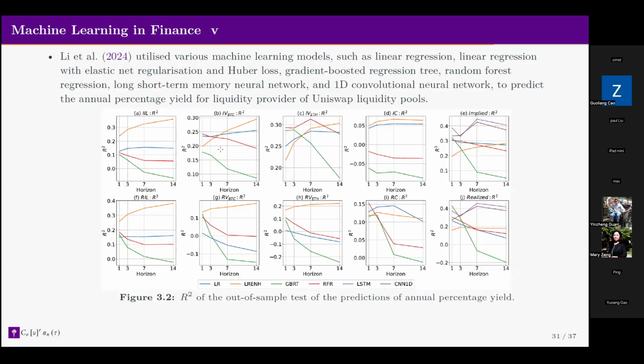Another one is the annual percentage yield prediction. So we use different machine learning models to predict the annual percentage yield, which you can think of as a reward for the liquidity provider of the Uniswap liquidity pool, which is a liquidity pool for cryptocurrency trading activity.